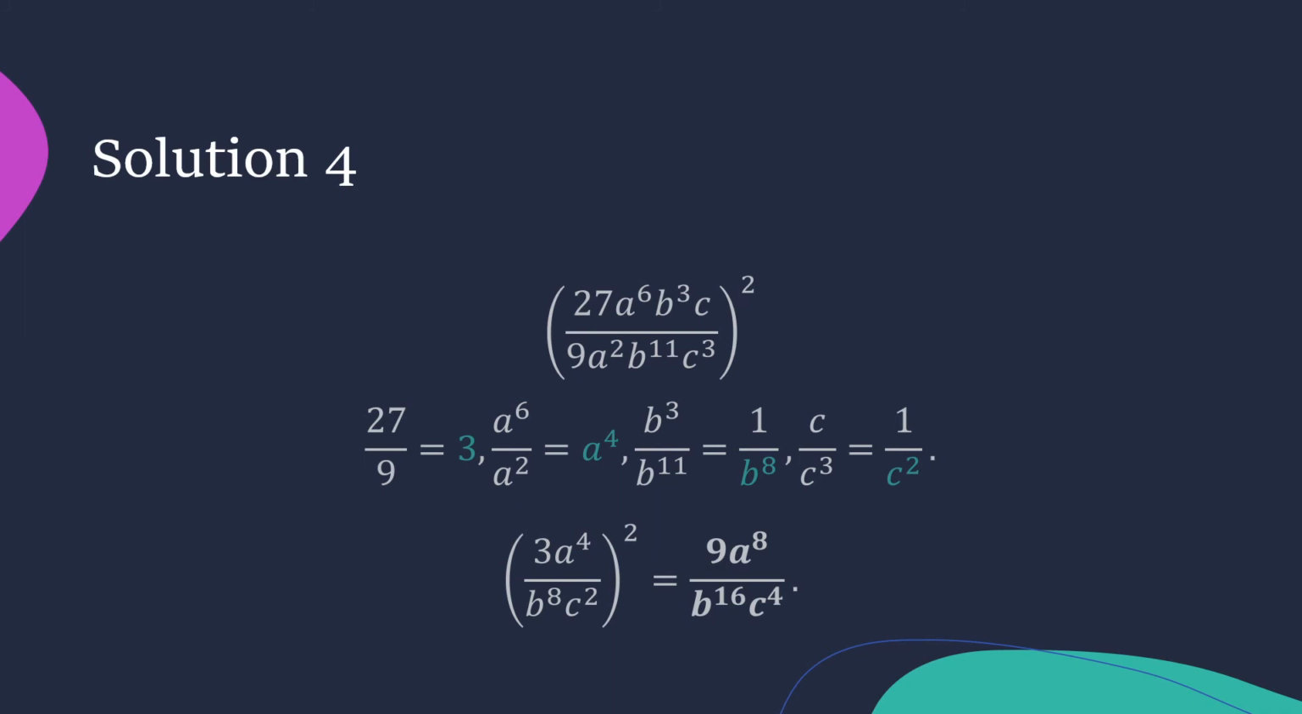And now we can multiply all those terms labeled in green, our quotients, together, and we're left with 3a to the 4th divided by b to the 8th times c to the 2nd power. And then we have to square everything because we haven't done that yet. And so we're left with 9 times a to the 8th power divided by the quantity b to the 16th power times c to the 4th power.